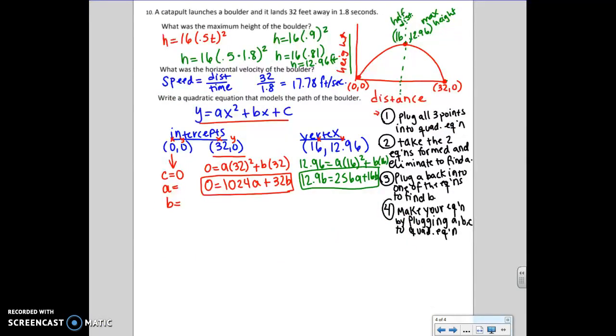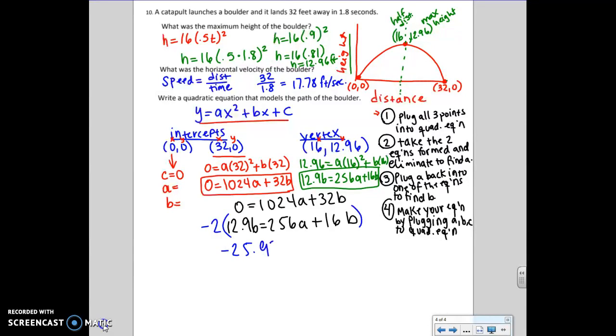Okay, so now we're going to do the elimination. So we're going to take both equations and put them on top of each other. So in order for me to eliminate B, I'm going to have to multiply all of this by -2. That's going to give me negative 25.92, negative 512A, and negative 32B. So I don't need this equation anymore because I already multiplied by -2. I'm going to go ahead and eliminate the B's.